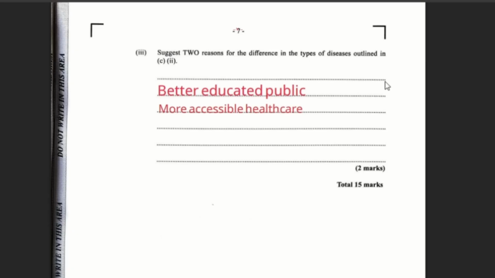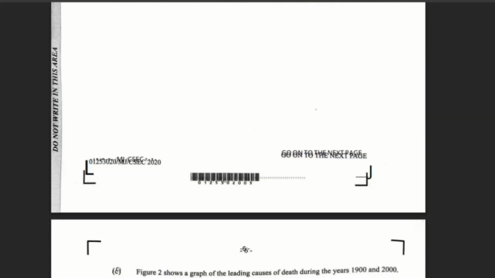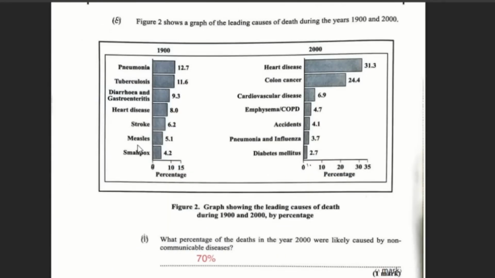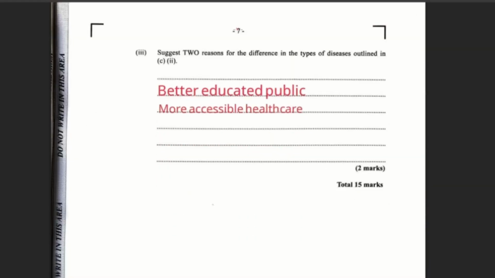So for example, if you look at the 1900s, you had a lot of people dying from these different infectious diseases. Now in 2000, fewer people are dying from infectious diseases because they have more access to healthcare. So instead of somebody just sitting down in their yard and waiting to die, they can go to the hospital and actually get treatment, and that would cause a decline in people dying from infectious diseases. So that would be the answer for this.